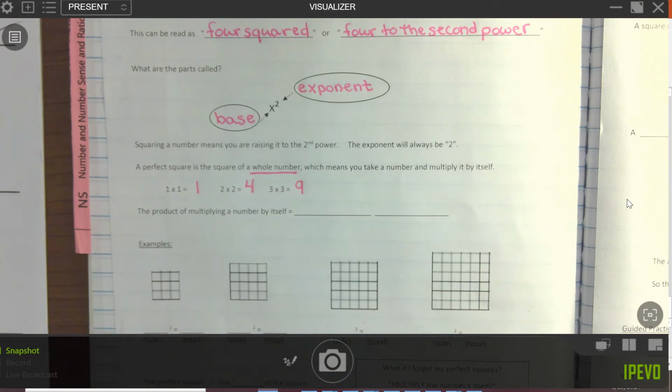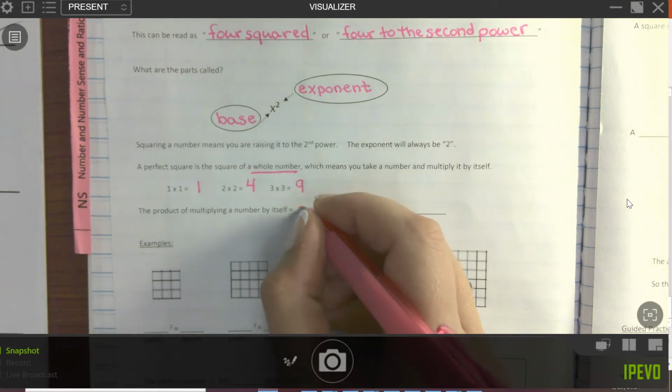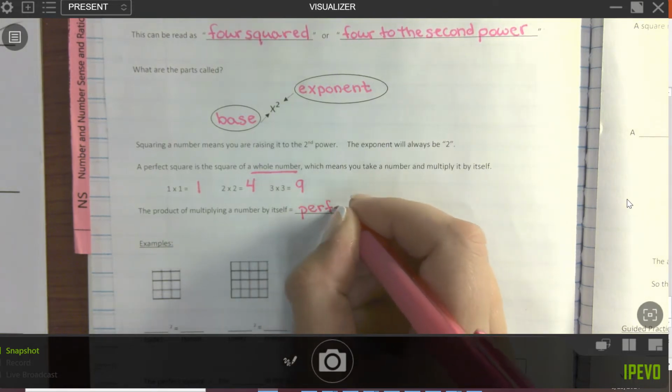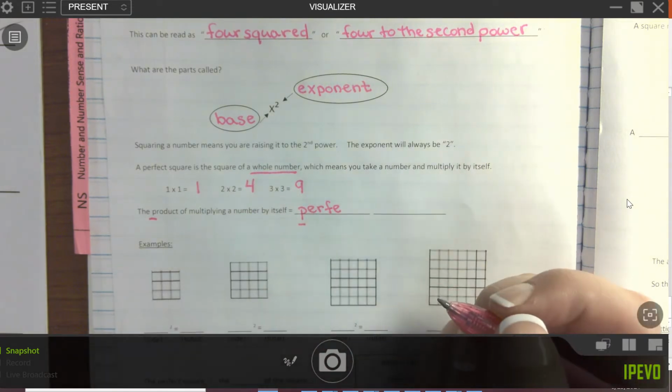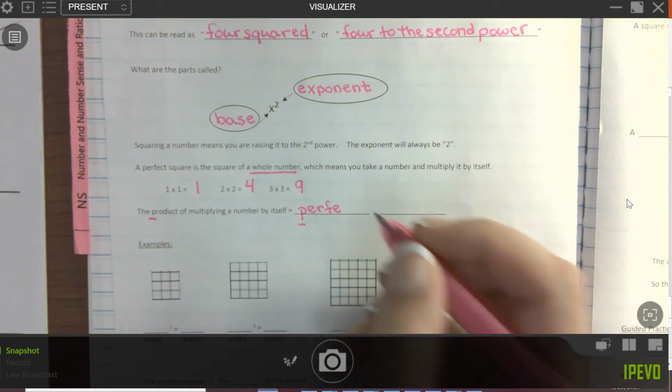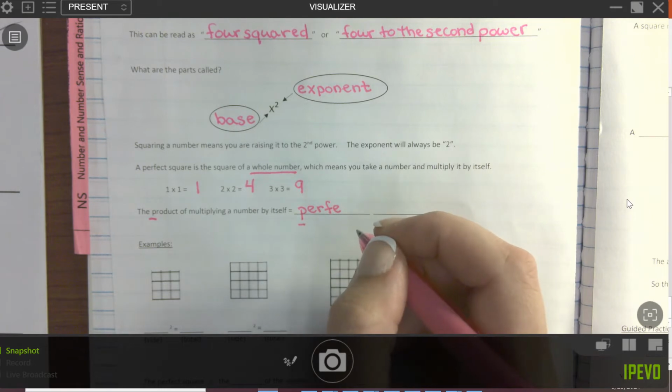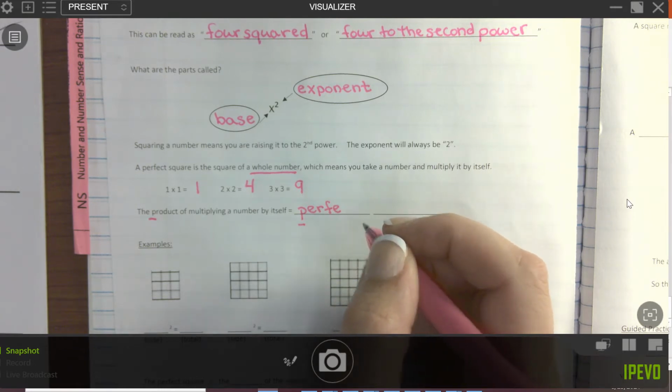So the product of multiplying a number by itself is called the perfect square. So product and perfect square both start with P. So you can remember that it's the product that's the perfect square, not the number you're multiplying by itself.